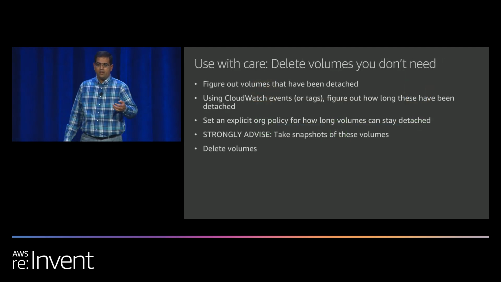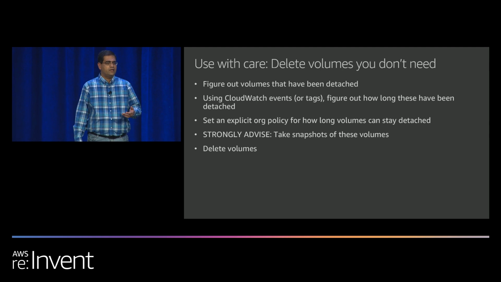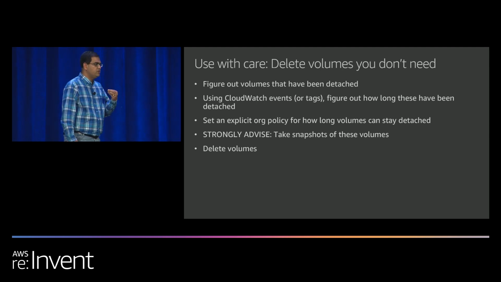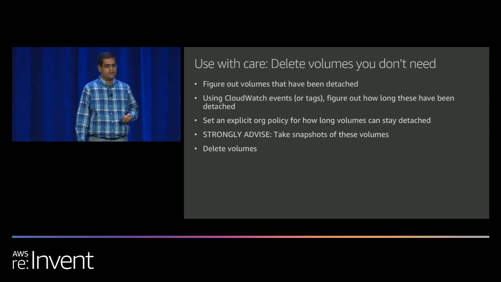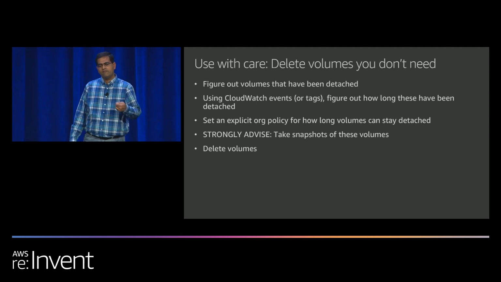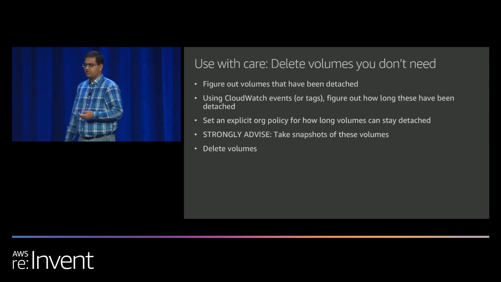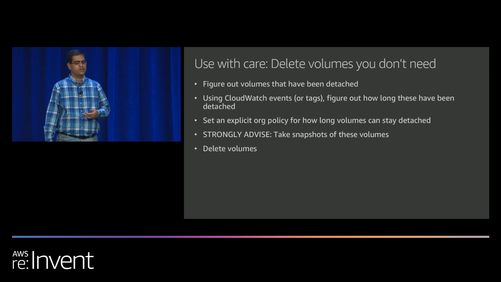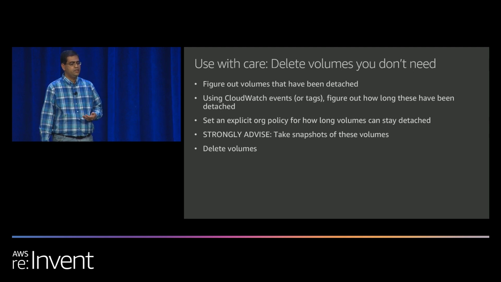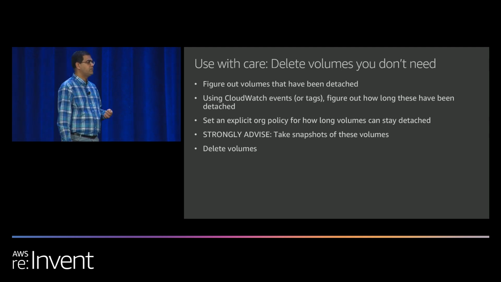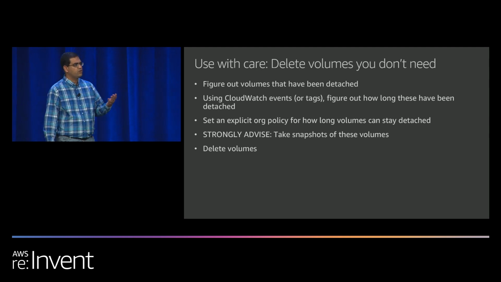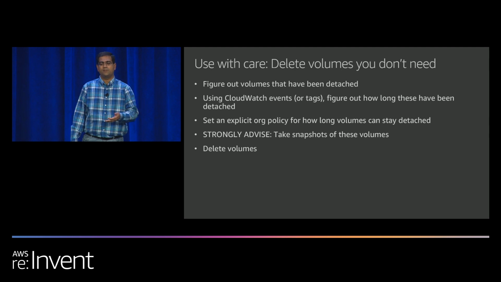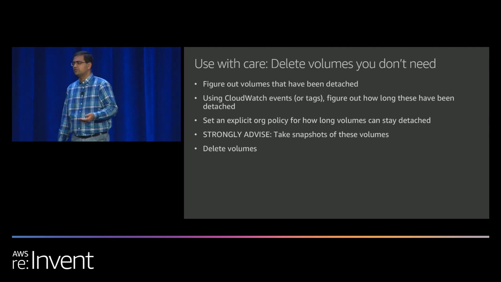The last piece, delete volumes that you don't need. Now, I always put the use with care tab on it because you need to understand your use case and your patterns. But in this case, figure out if you have a volume that's detached. In general, you can use CloudWatch events or tags to figure out how long these volumes have been detached. Set an explicit organizational policy that says how long you're going to keep volumes detached. We strongly advise that you take snapshots of these volumes, and then you can proceed to delete them.